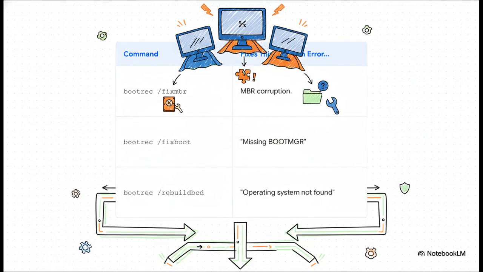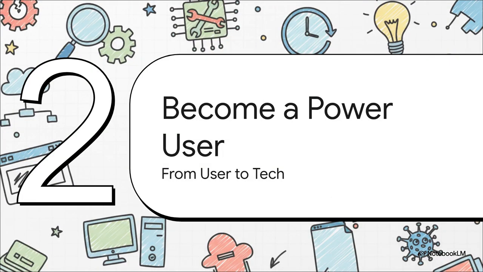Now, this is a super crucial takeaway. Bootrec isn't just one tool. It's like a whole team of specialists for the most terrifying boot errors. If the master boot record, the very first thing your computer reads, is broken, you use /fixmbr. If you see that dreaded "missing bootmgr" message, /fixboot is your command. And when the system just plain can't find Windows at all, /rebuildbcd can rebuild the map that points right to it.